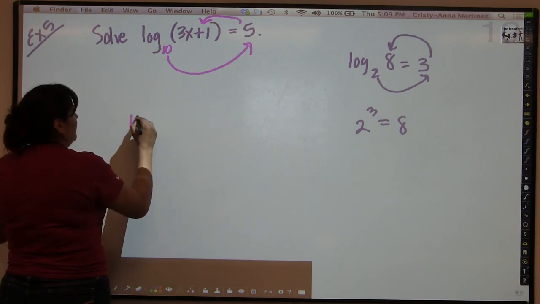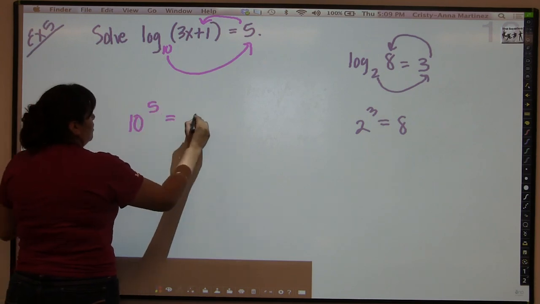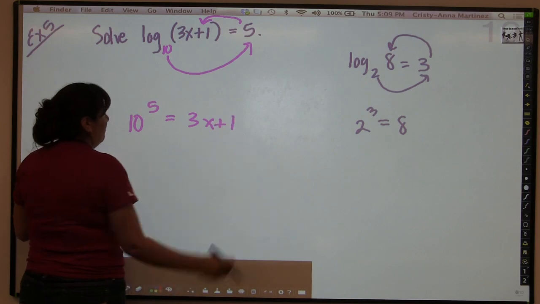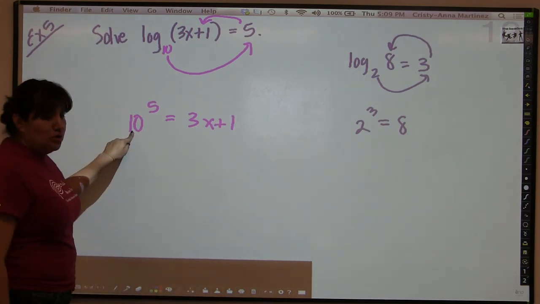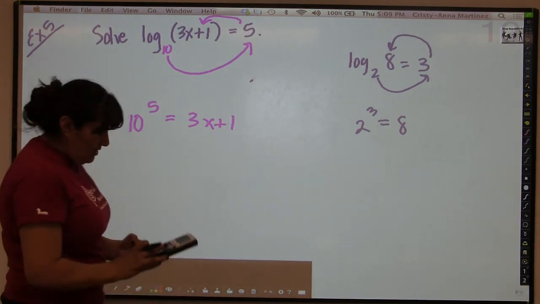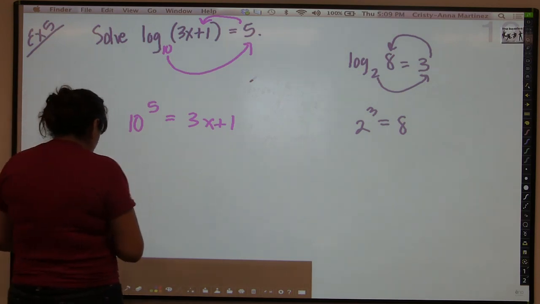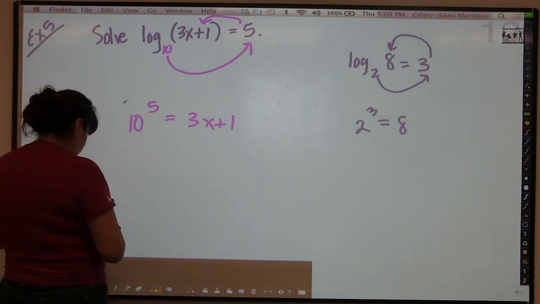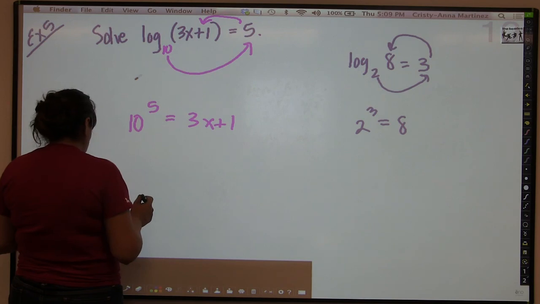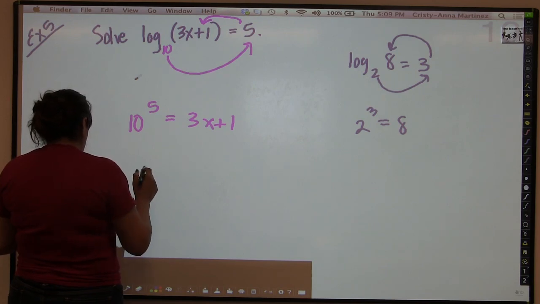So that means 10 to the 5th power equals 3x plus 1. And now this isn't so bad. You can do 10 to the 5th power. It's a really big number. 10 to the 5th power is 100,000.